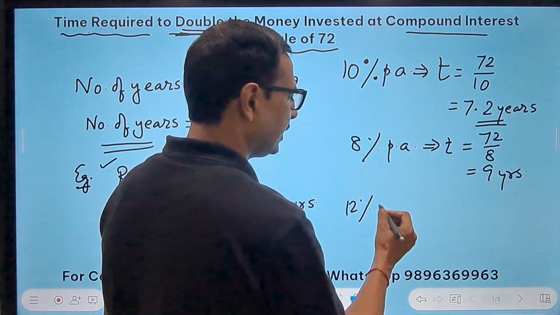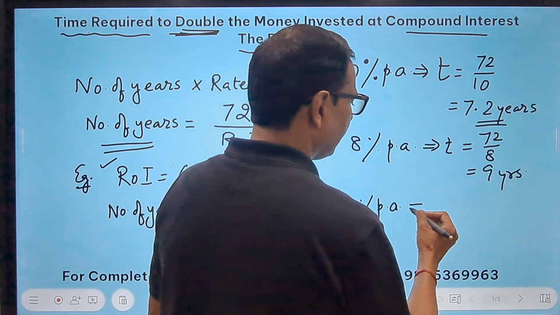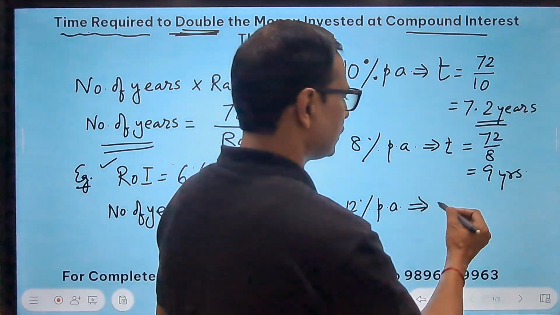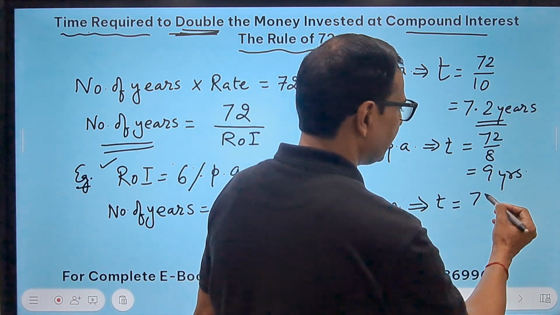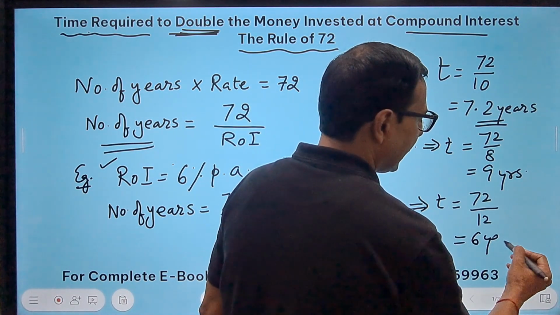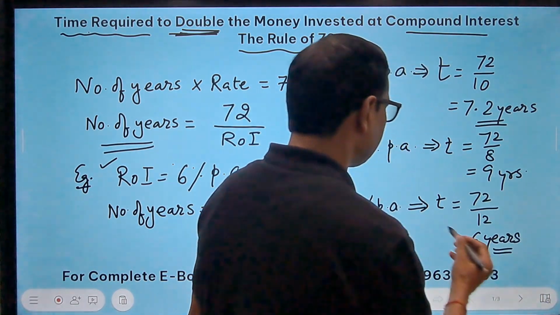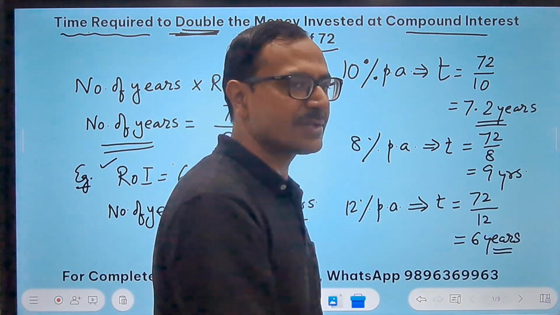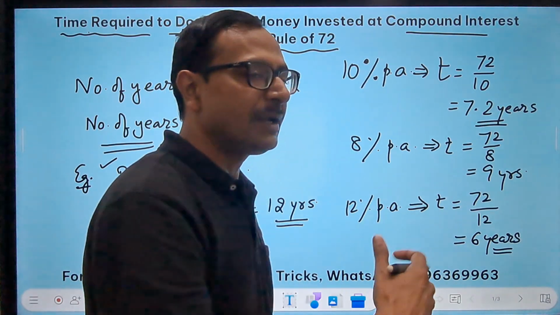12% per annum interest. Suppose you have borrowed money and the interest being charged is 12% per annum. So the time required to double will be 72 upon 12, that is 6 years. So at 12% per annum compound interest, exactly after 6 years, the money will double itself.